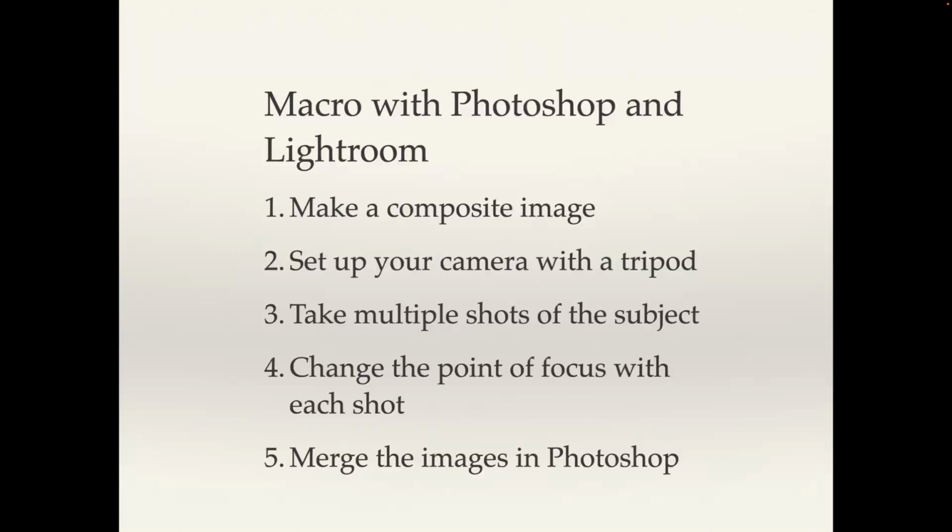So after that, you've taken some pictures. Now you go to your Lightroom or Photoshop, and this is just a brief rundown of making a composite image. So you've set your camera up on the tripod, you're using your rail, you take multiple shots of the subject, then keep changing that focal point, moving it around, and then you merge them in Photoshop. And there's a whole class on that, so I won't delve into the intricacies of that right now.